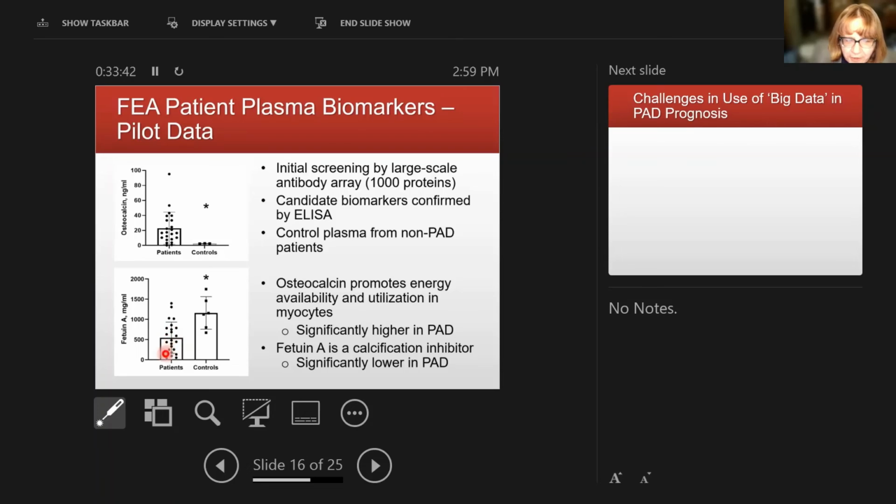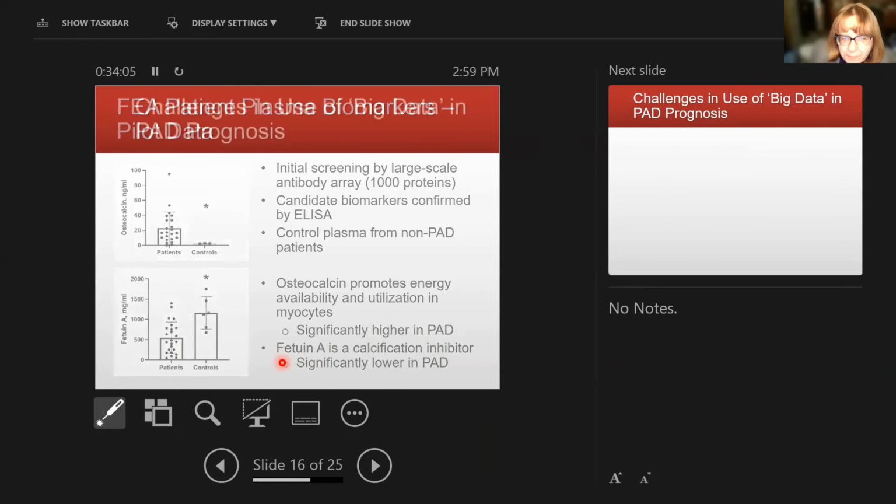And then some other markers, such as fetuin A, were significantly reduced. Fetuin A is known to be a calcification inhibitor, and that's significantly lower in peripheral arterial disease patients, which, as you might expect, have significant calcification compared to normal individuals.